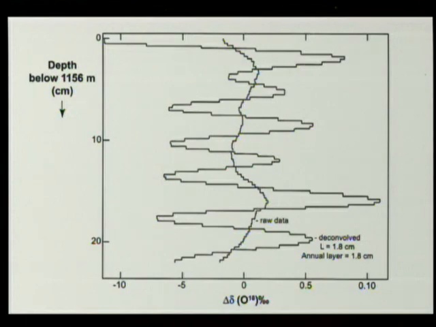Same problem, this is at depth. This is 1,156 meters. And you can see this goes back and forth, back and forth. Are these years? Are these storms? Is the real year this thing? I don't know. I don't think anybody else really knows either. Of course, if you need there to be that many years, you can call each one of these a year.